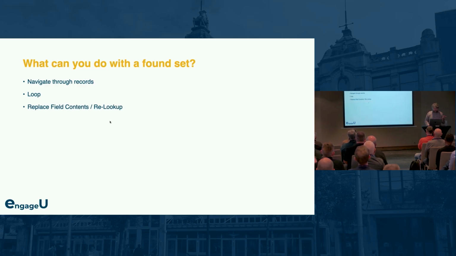You can replace field content or relookup, which is just exactly the same thing with two different names, or almost, on the found set, right? So without changing the context, which means in this instance the record number, you don't have to navigate through records to replace.